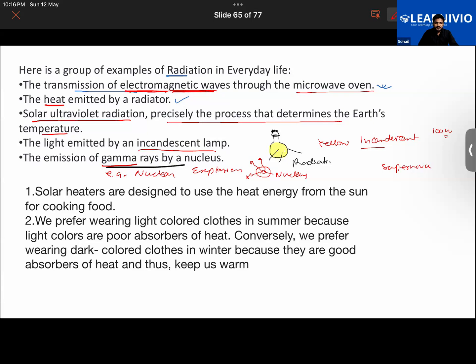Okay, sir, so that is the thing. Hope you guys are able to understand that. Then you have some of the practical applications of radiation in our life.